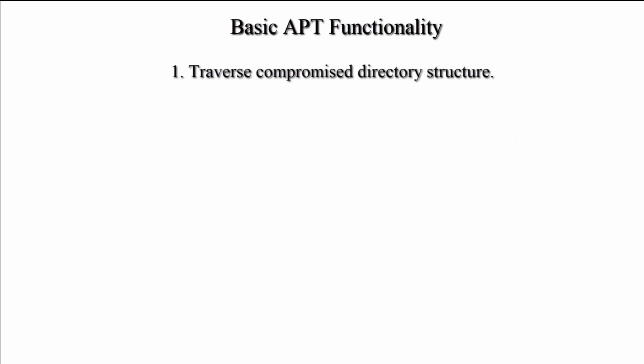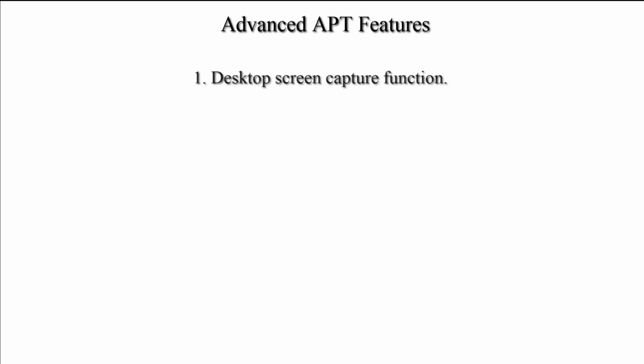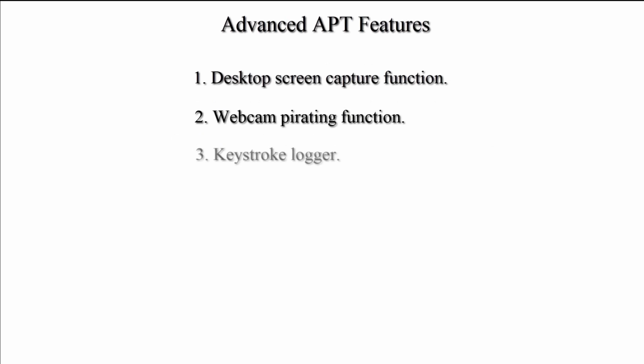At its essence, an APT comes with three basic items of functionality. These are the ability to traverse a directory structure and explore its contents, the ability to upload files, and the ability to download files. More sophisticated APTs will have additional tools such as a screen capture function, a webcam pirating option, a keystroke logger, and other functions.